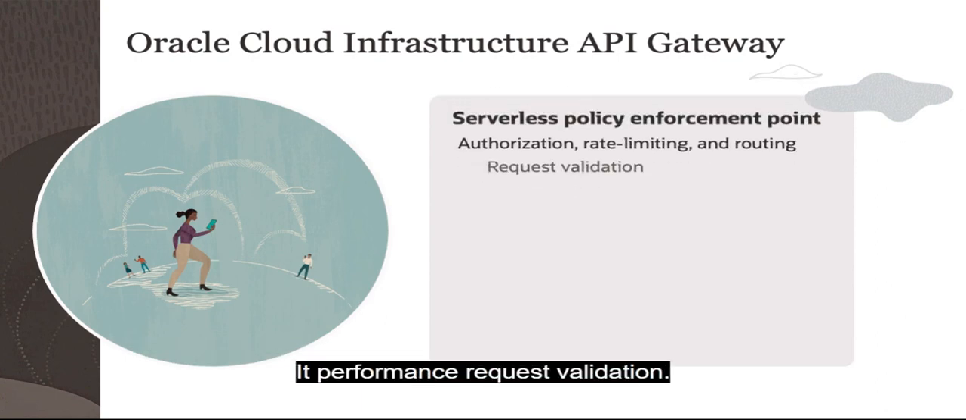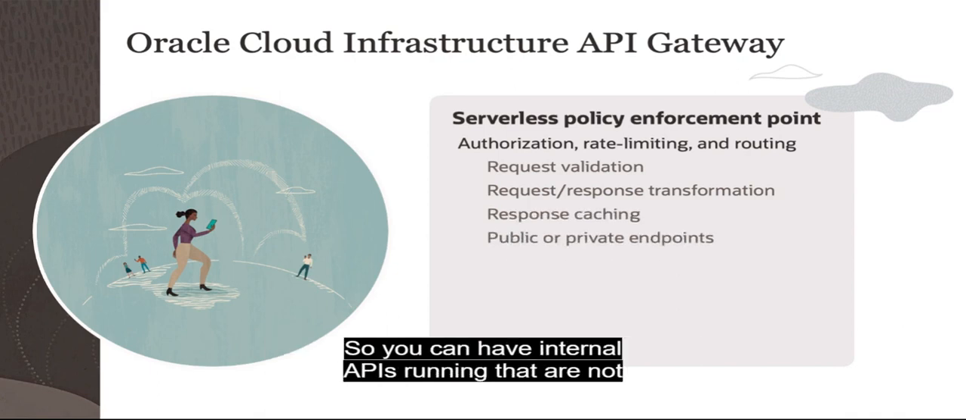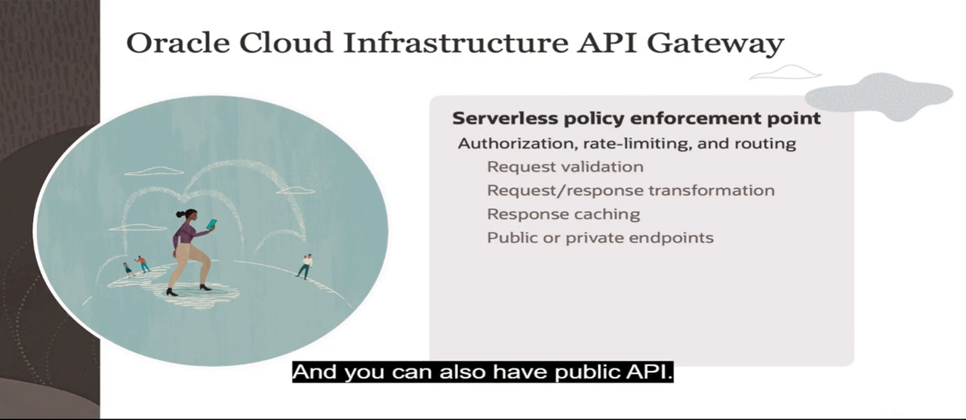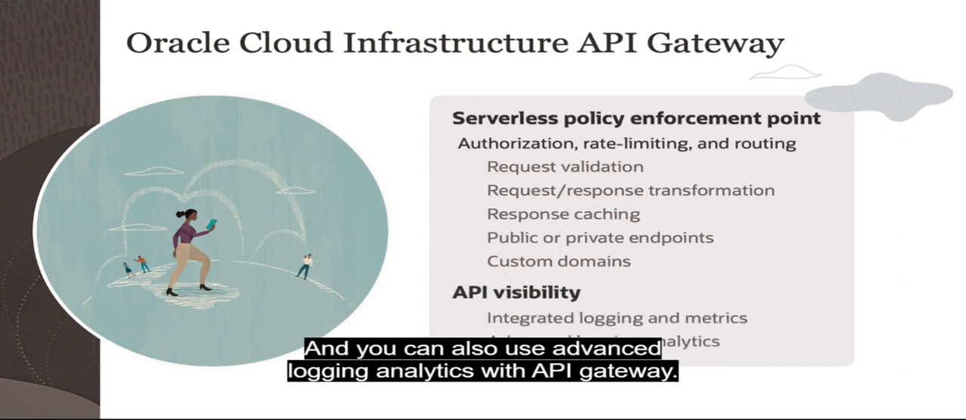It performs request validation. It also performs request and response transformation. To help ease the load on your backend services, it includes response caching. You can create both public and private endpoints. So you can have internal APIs running that are not accessible to the internet, and you can also have public APIs. You can also set up custom domains so that you can have APIs under your own host names. The gateway also includes integrated logging and metrics, and you can also use advanced logging analytics with API gateway.